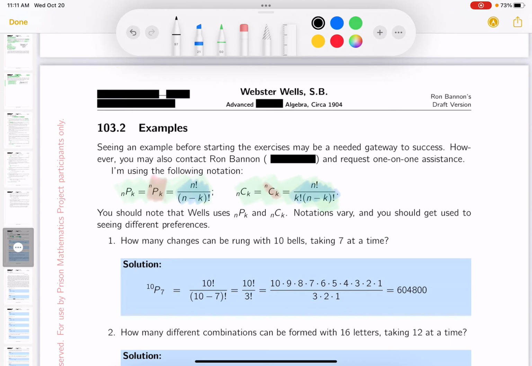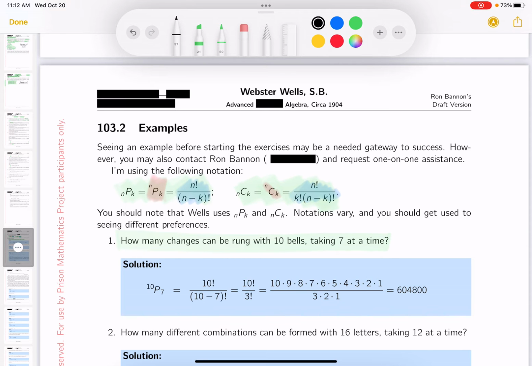So let's take a look at this one over here. There are many ways to do it. Don't think there's only one way to do something. Reading this problem, I think I could write it down pretty easily. It says, how many changes can be rung with 10 bells? Bells are used to communicate.